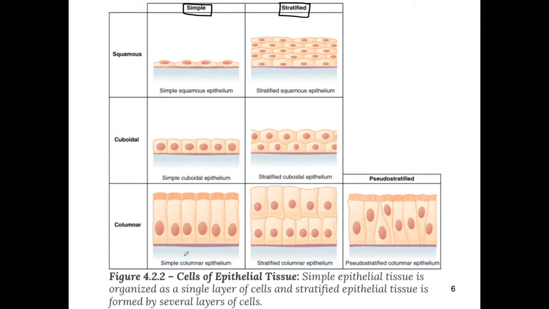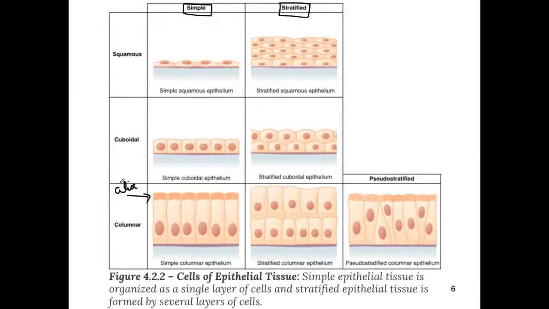Now, one of the things I wanted to point out to you, if you look at the bottom left here, is that these simple columnar look a little bit different than the stratified columnar. One of the things that the simple one has is right here, that little brush border, right? We call that cilia.